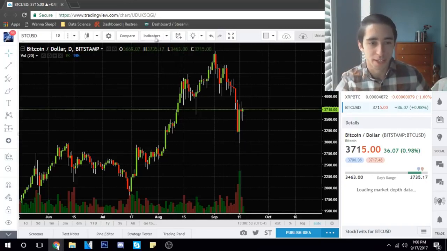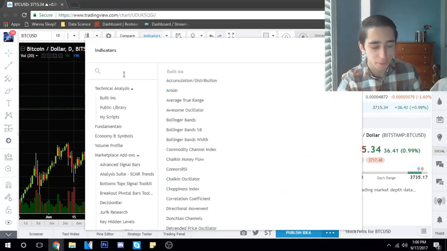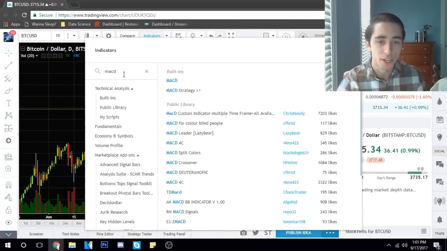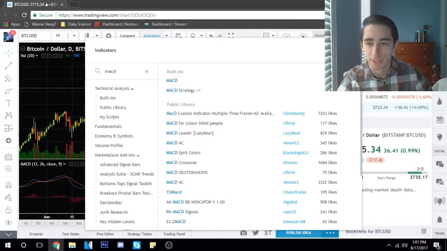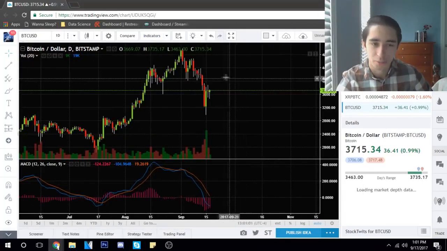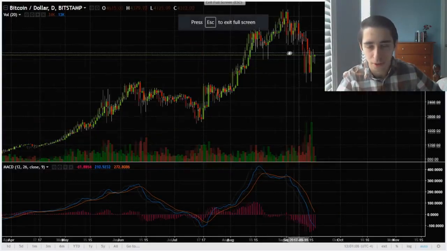First off, we're going to go here to the Indicators tab, and depending on what trading platform you use, it really doesn't matter because you should find the MACD. It's one of the most common indicators, as I stated before, and it should be a simple search for the MACD. So once you've got it placed on your chart, we're going to go here to the full screen.